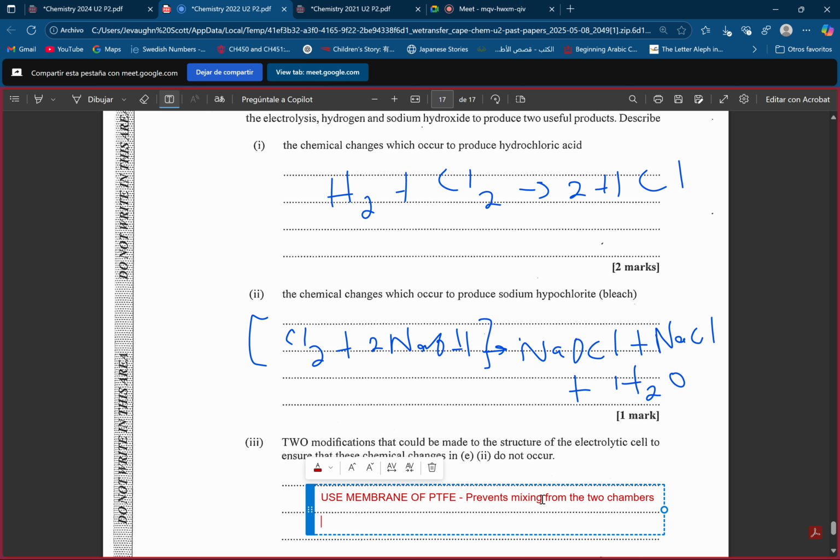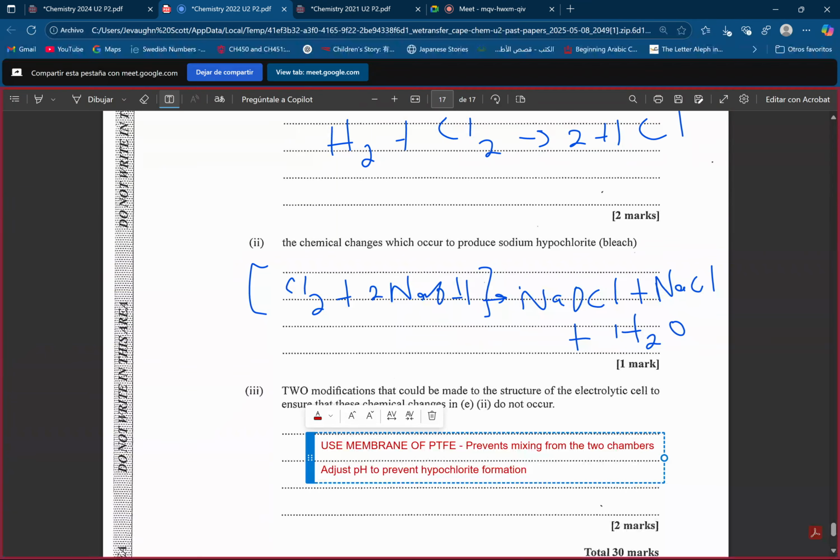What else could we note? We could adjust the pH to prevent hypochlorite formation. That's another thing we can do. We can adjust the pH there. Alright? But that is it. That is the end of the 2022 paper.